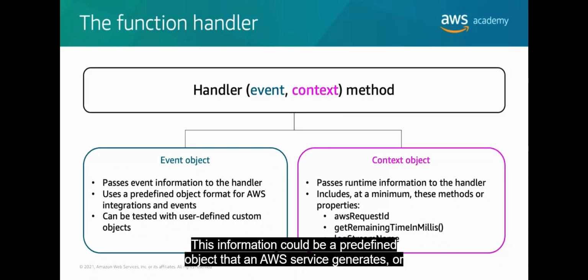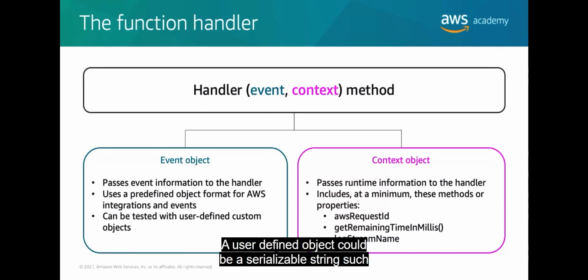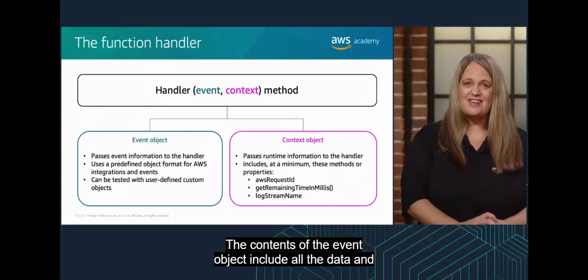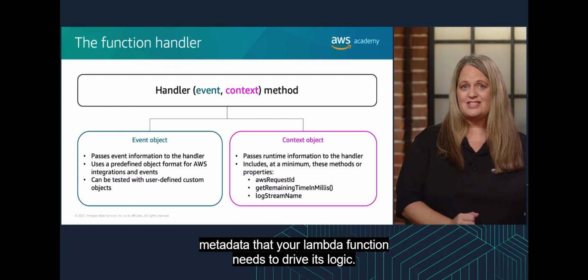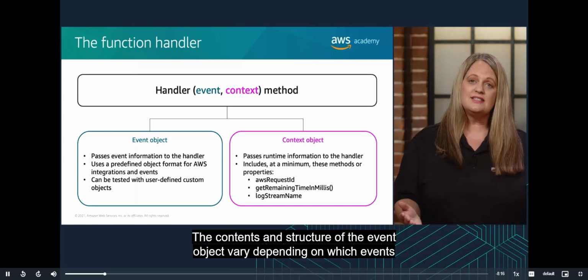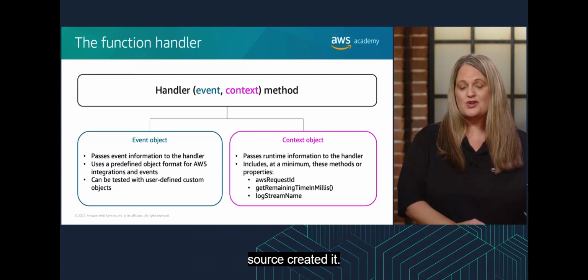This information could be a predefined object that an AWS service generates, or it could be a custom user-defined object. A user-defined object could be a serializable string, such as a plain old Java object, also called POJO, or a JSON stream. The contents of the event object include all the data and metadata that your Lambda function needs to drive its logic. The contents and structure of the event object vary, depending on which event source created it.